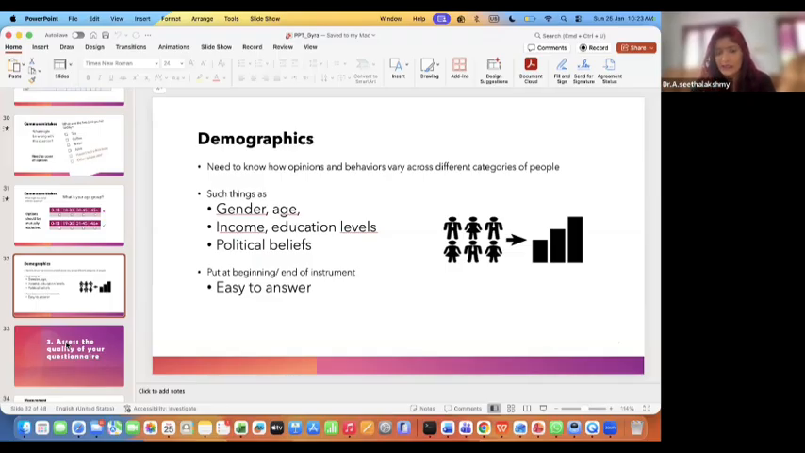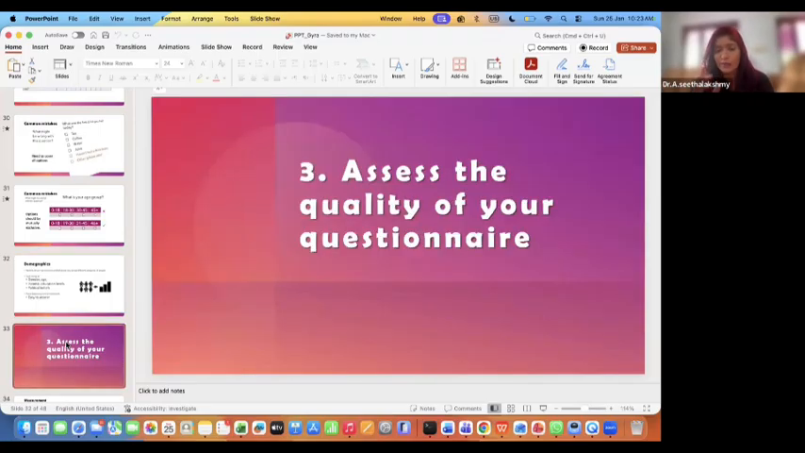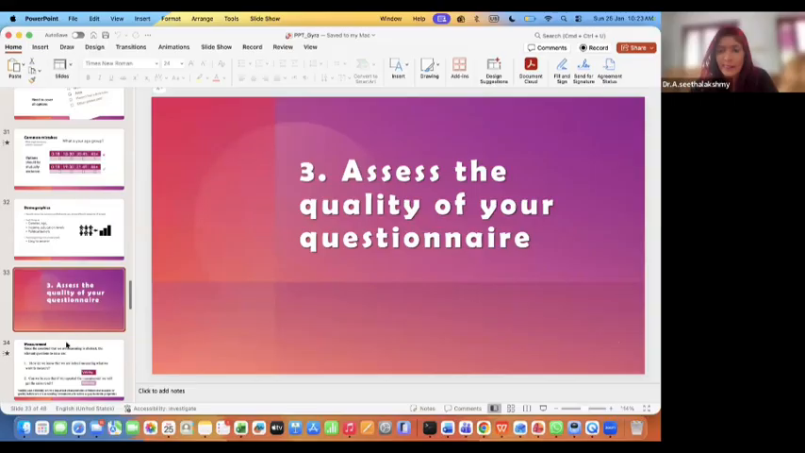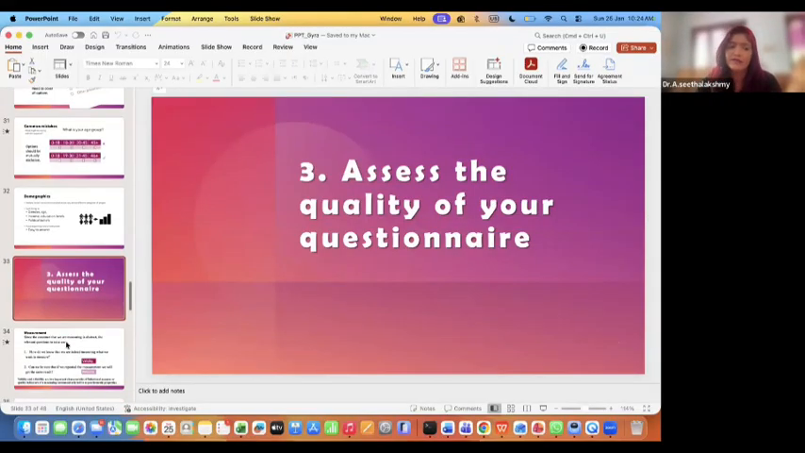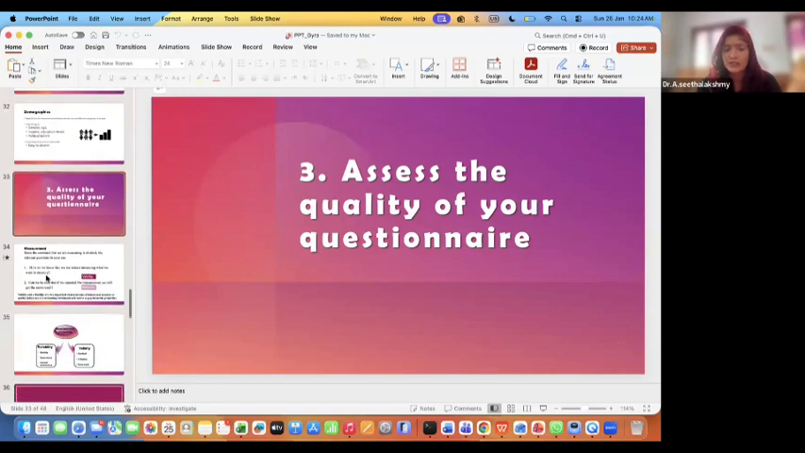Up to this is fine, I think. Now the most important part of your questionnaire is assessing its quality. How will you assess the quality of the questionnaire? Whatever you use in your day-to-day life, you check the quality. When you purchase a pen, you try to write with it, check whether it is smooth, what the brand is, all these things. Even if you develop your own questionnaire, please check the quality.